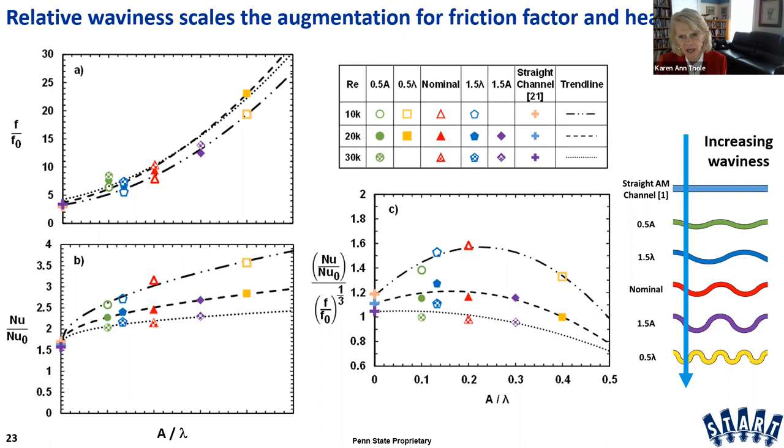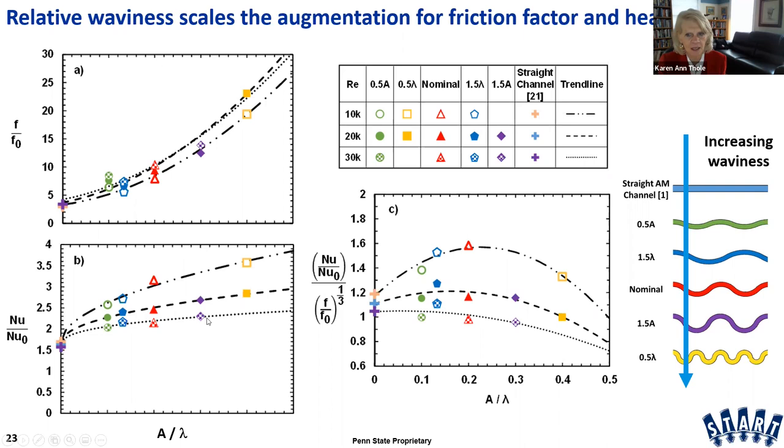And you can see that there's an optimum that happens for a particular relative waviness. So this was a new finding, I think, in the literature that I'm presenting here today, as well as at a future conference. So this was a pretty exciting result for us because it can be used as a design curve.